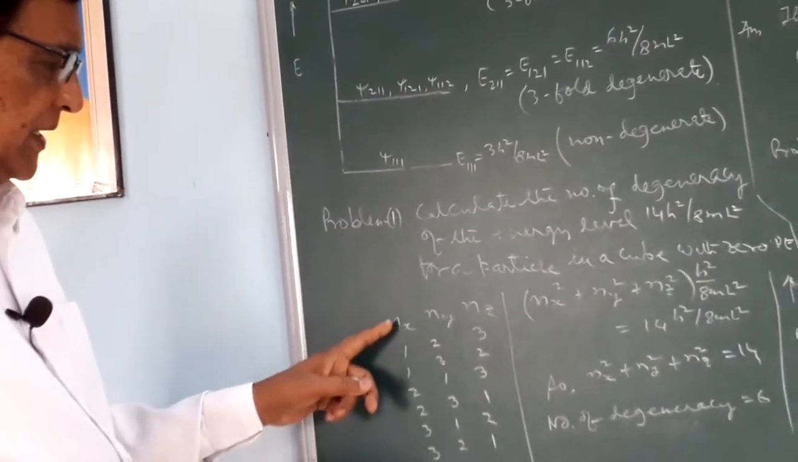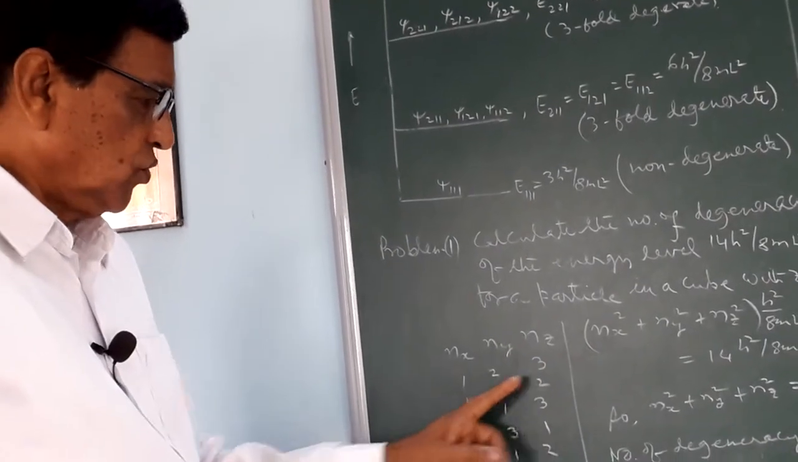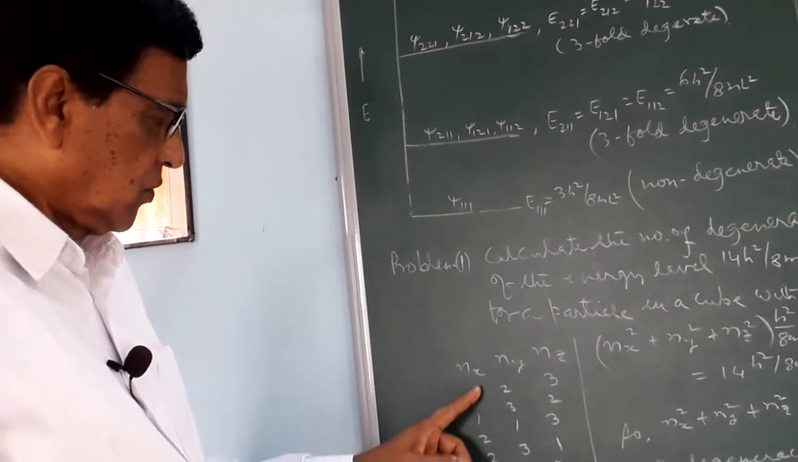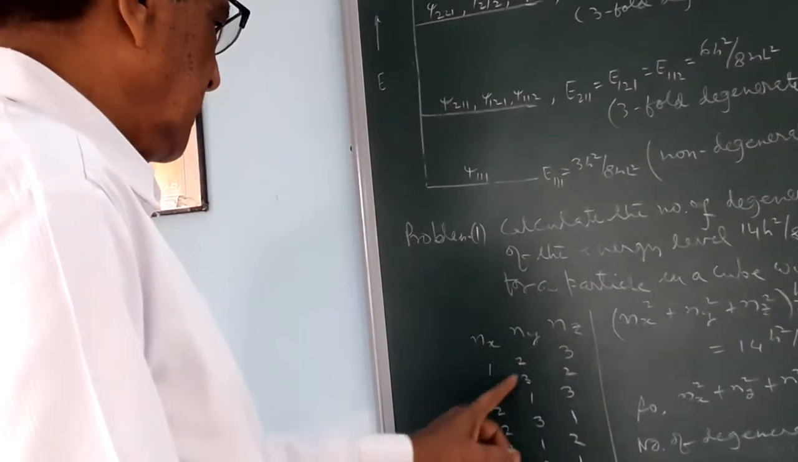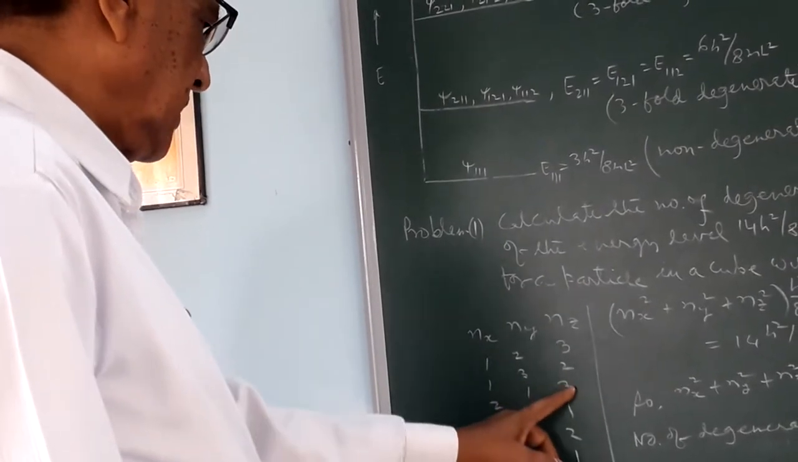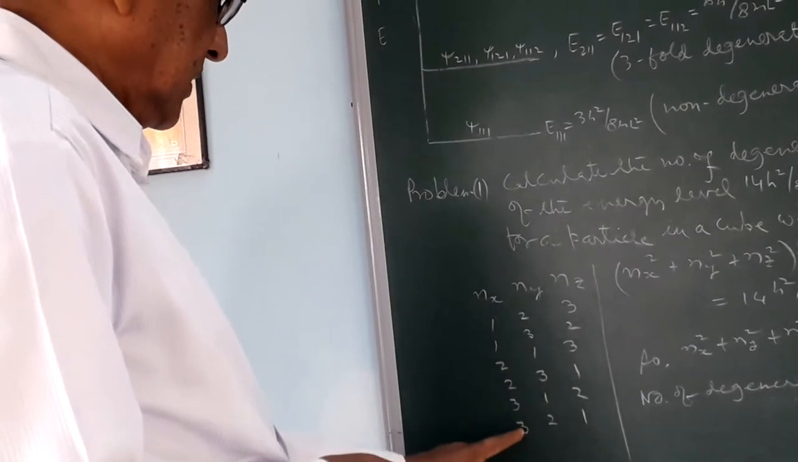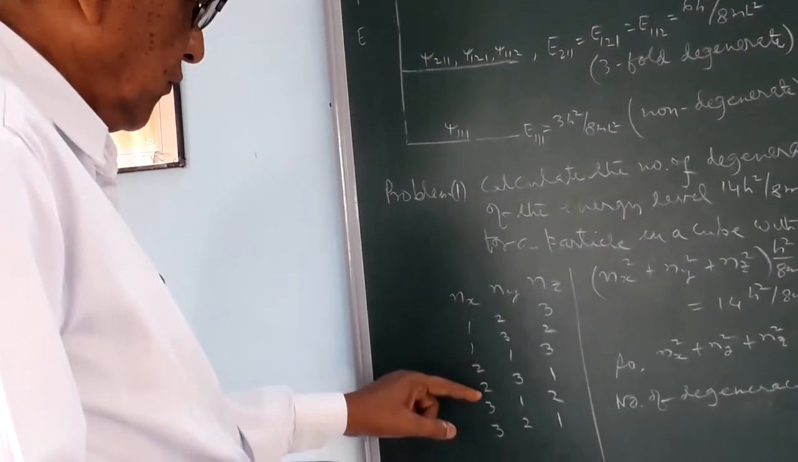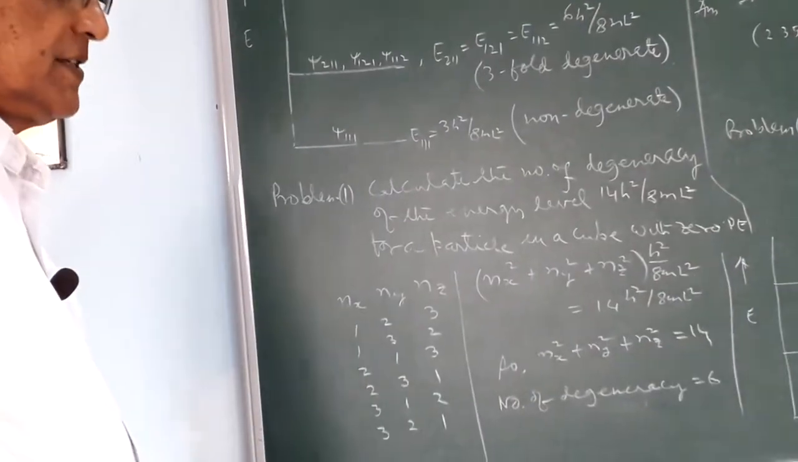It will be nx, ny, nz: 1, 2, 3, or 1, 3, 2, or 2, 1, 3, or 2, 3, 1, or 3, 1, 2, and 3, 2, 1. So 1, 2, 3, 4, 5, 6. The number of degeneracy for this level is 6.